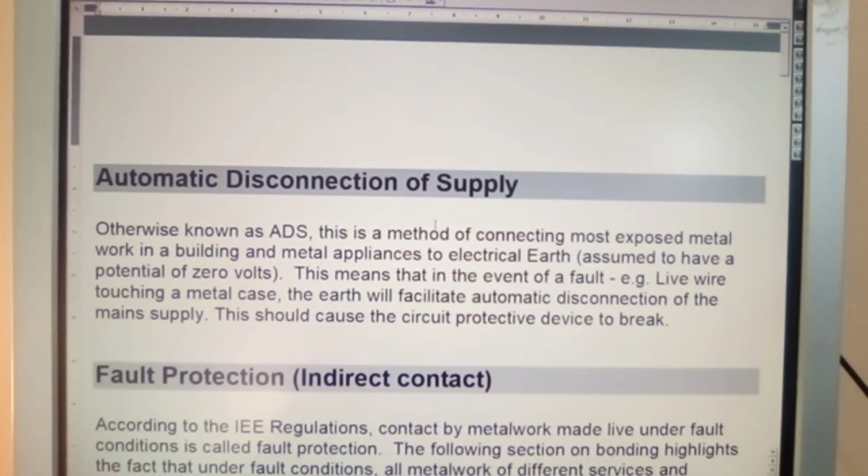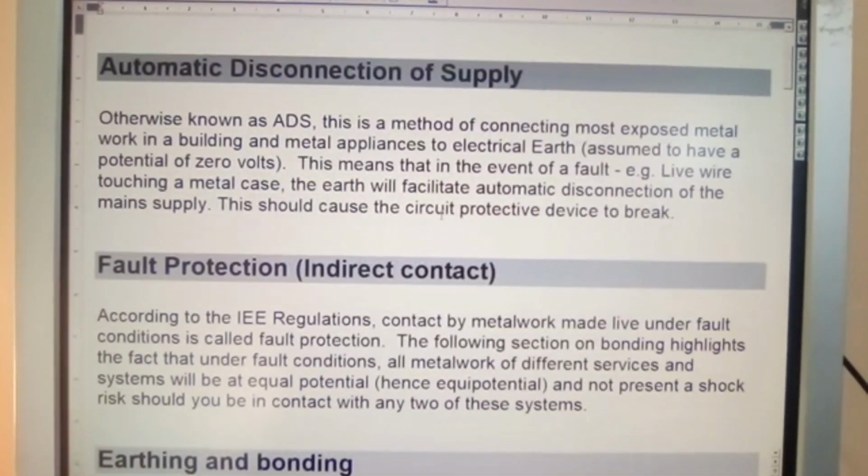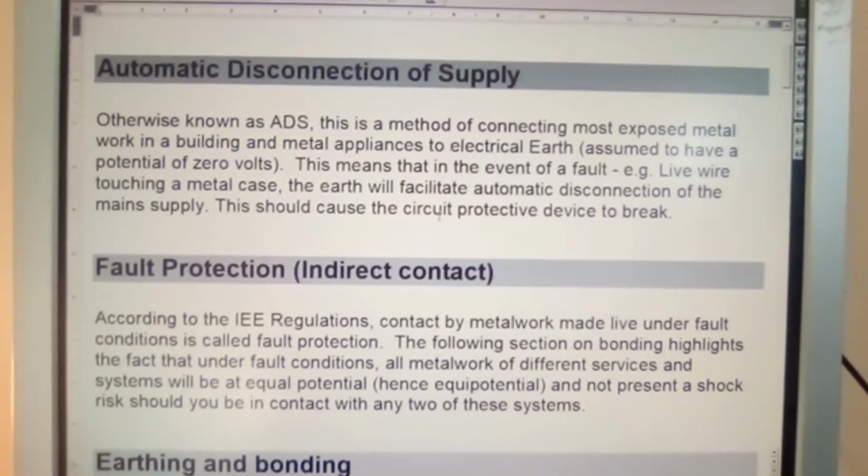Okay, what I'm looking at here is ADS bonding, and it's mainly to do with bonding. And you need to read this for yourselves, okay? I don't need to read this out to you.